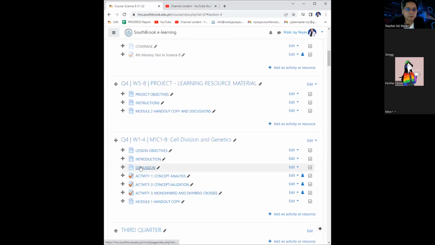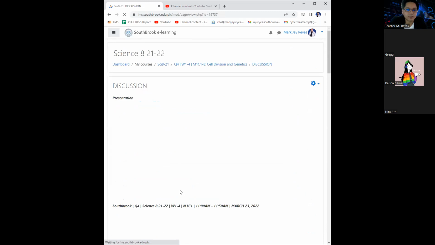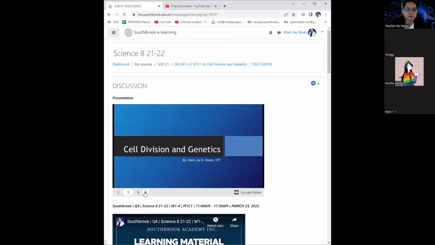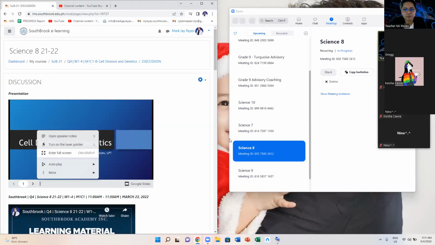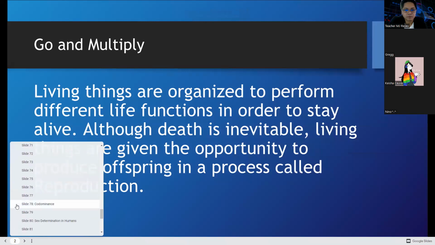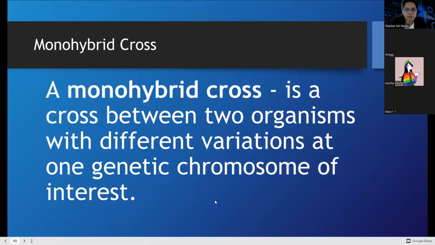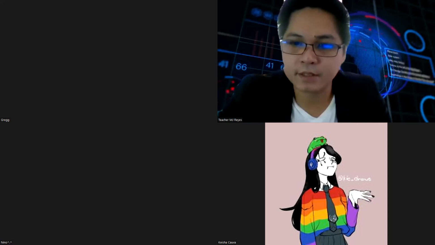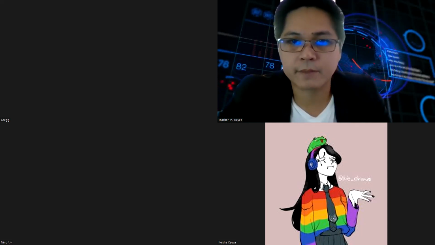Let's have first these slides. Again, if we're going to talk about monohybrid cross, it is a cross between two organisms with different variations, meaning to say that it carries different genes at one genetic chromosome of interest. So we'll be focusing on one chromosome of interest. Okay, let's have this one example. Let's use the whiteboard.